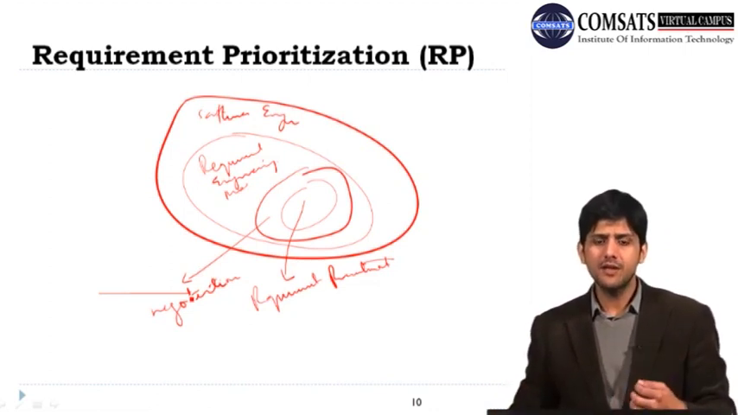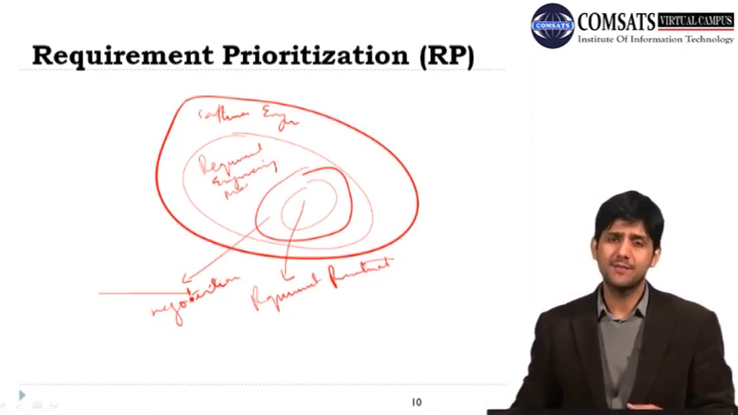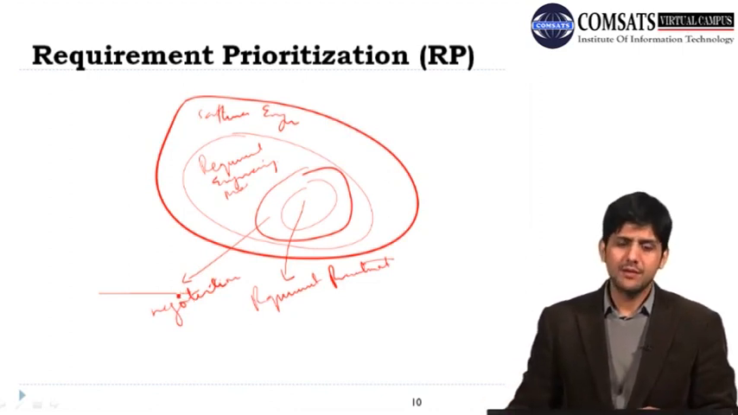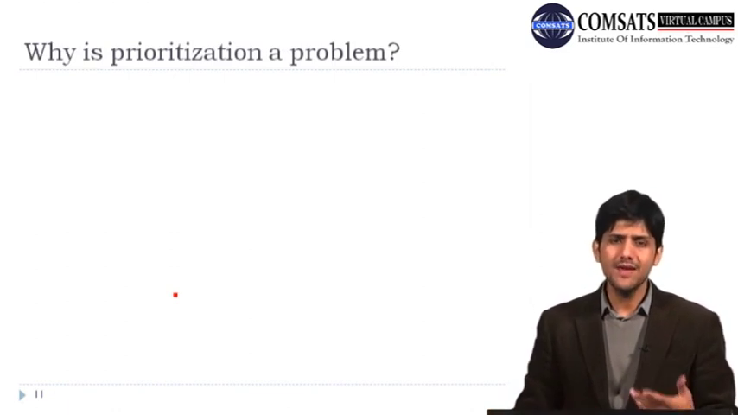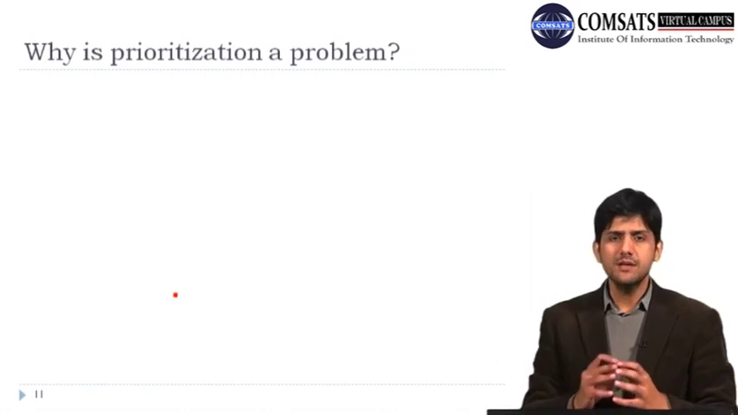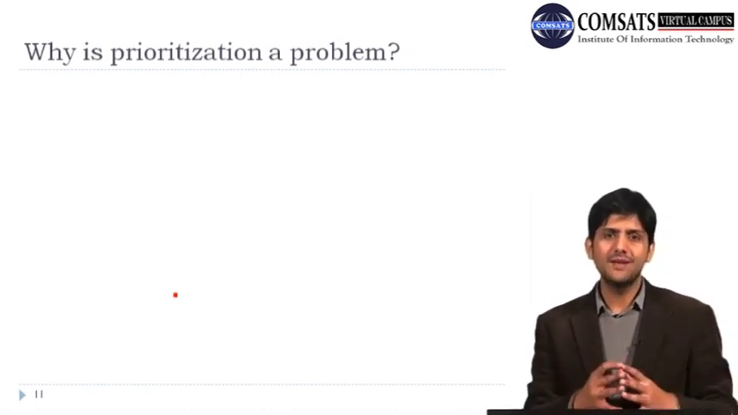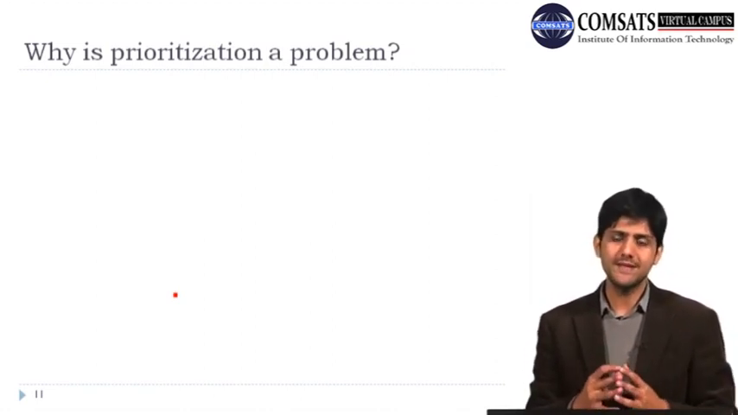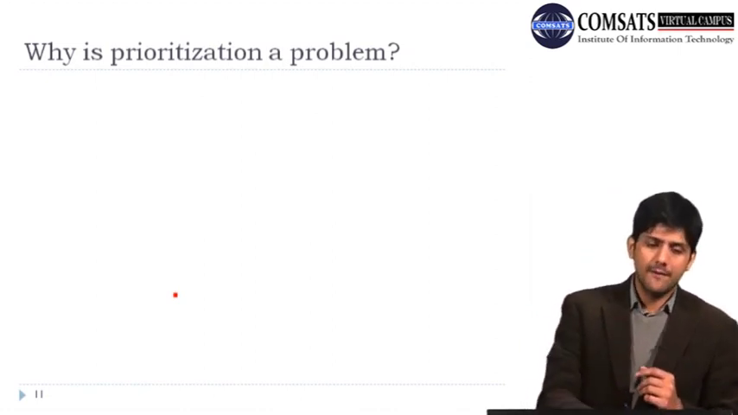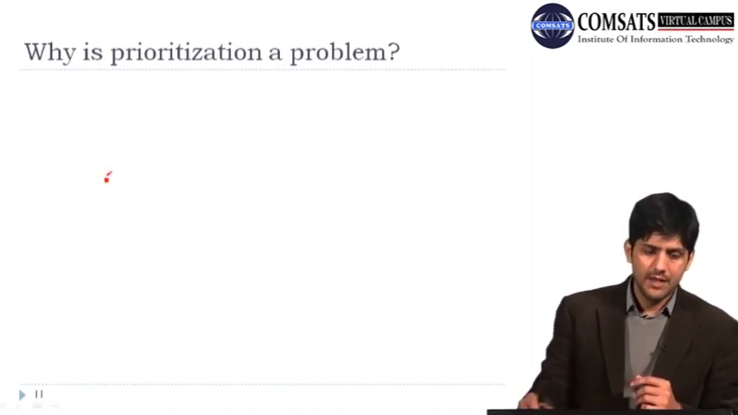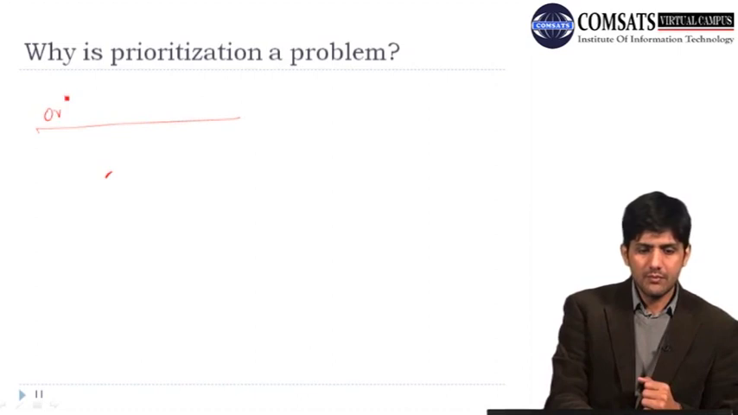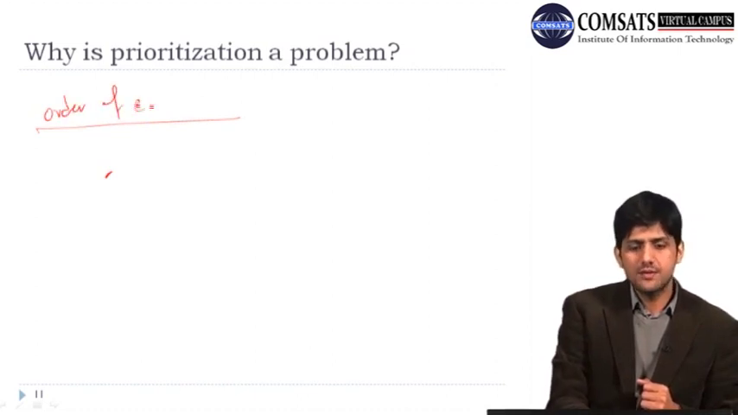And lots of research has been done. We are going to talk about some of the techniques of requirements prioritization. But before we get to it, we also need to discuss why this prioritization is a problem. Imagine the 2 scenarios that we have talked about in negotiation. So there are 2 possibilities when we are negotiating requirements. The first option is that we are doing negotiation to determine the order of execution.